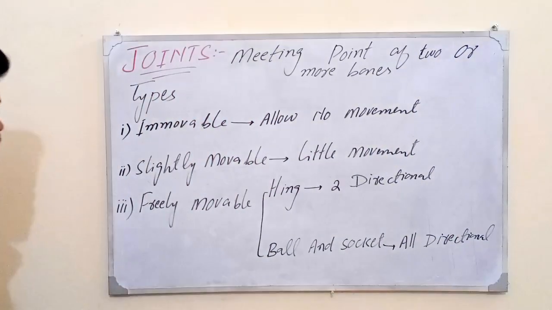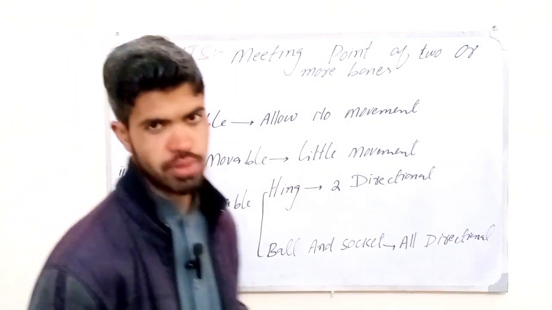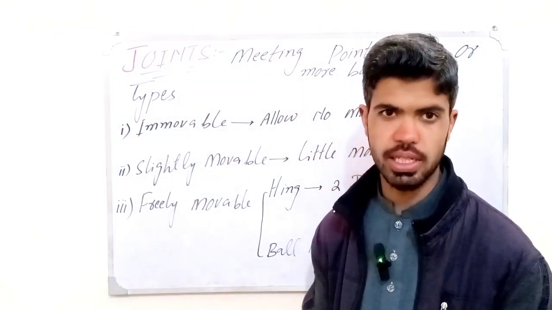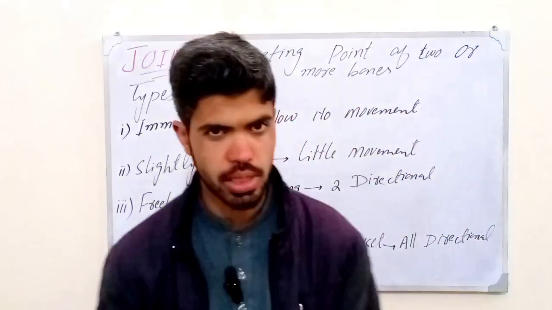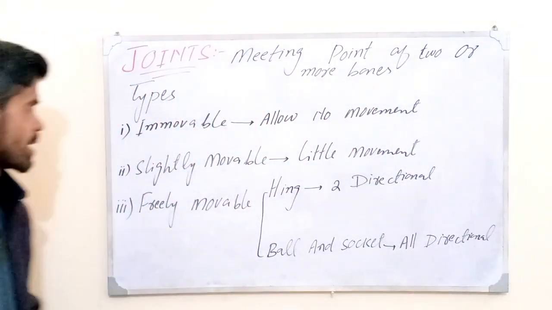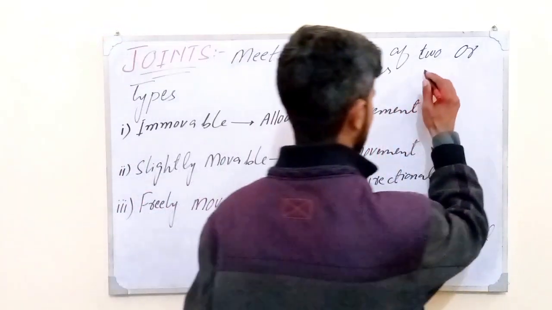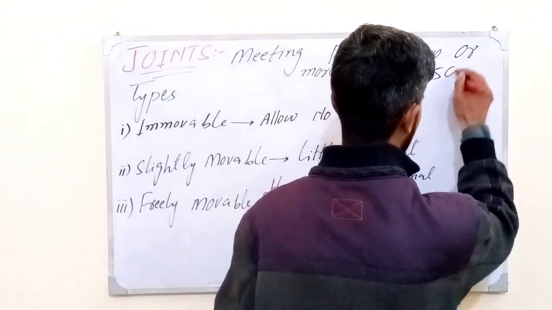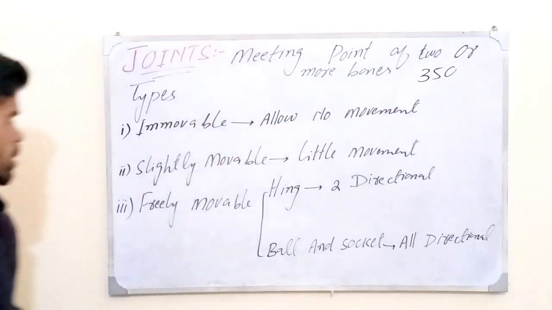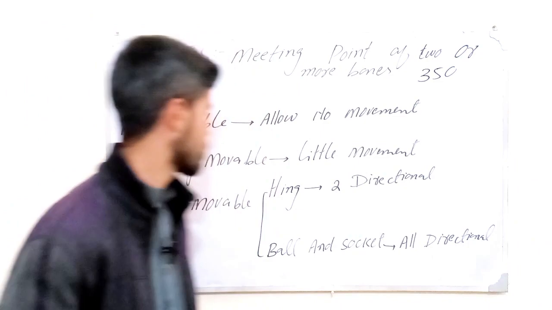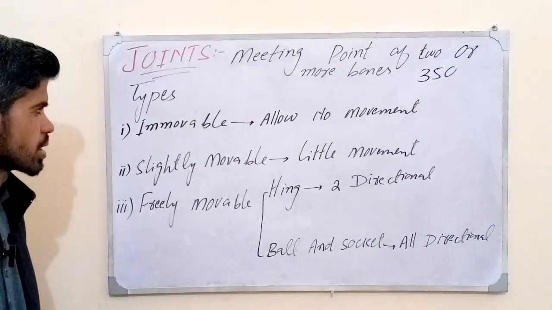Now, inshallah, joints. Joints are the meeting points of two or more bones. Our body has about 350 joints. There are three main types of joints: immovable joints, slightly movable joints, and freely movable joints.